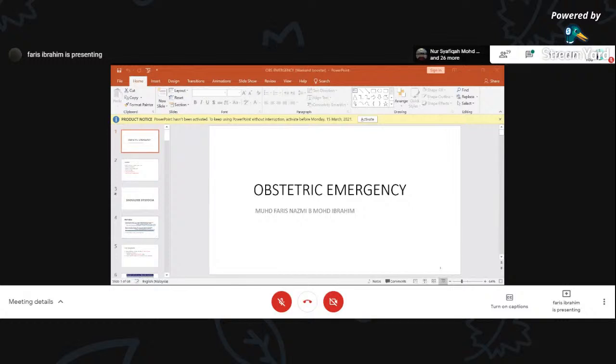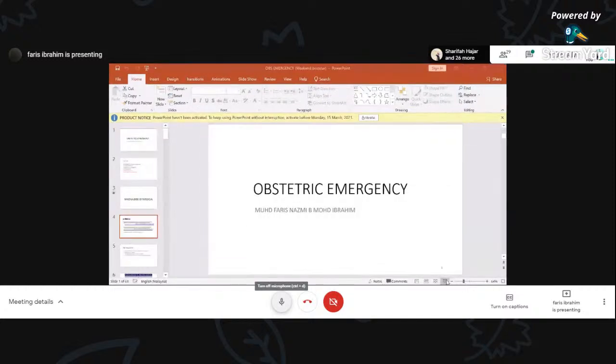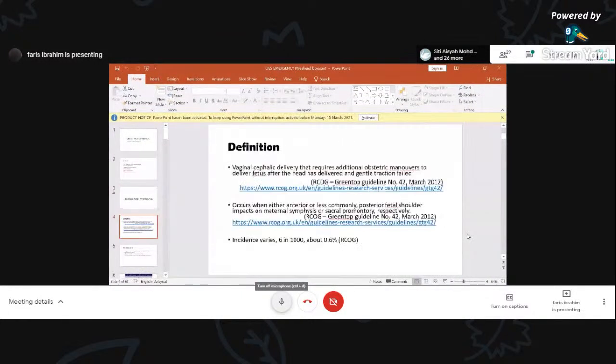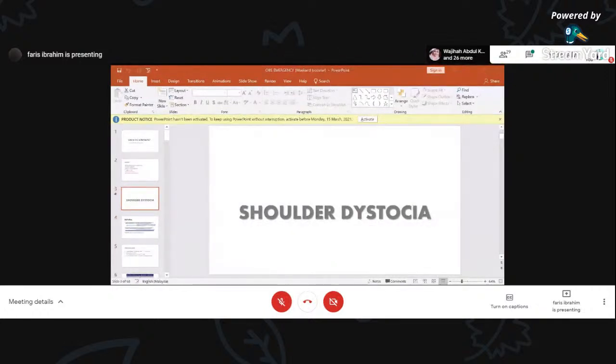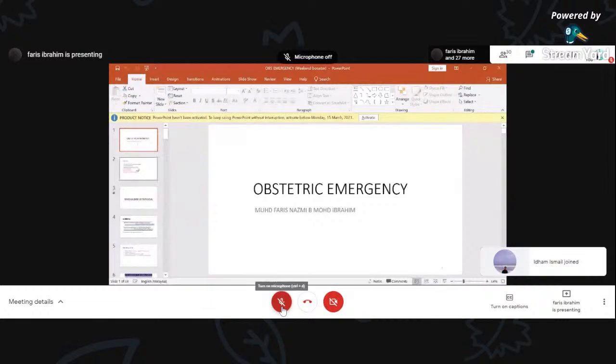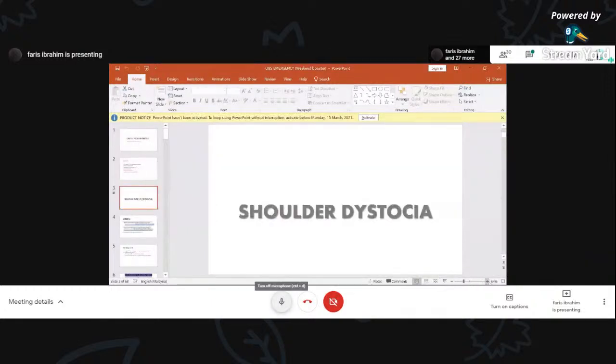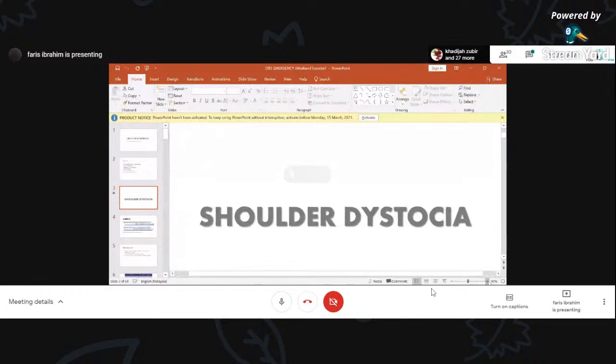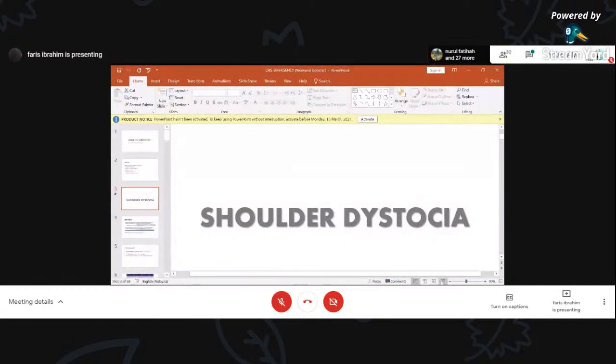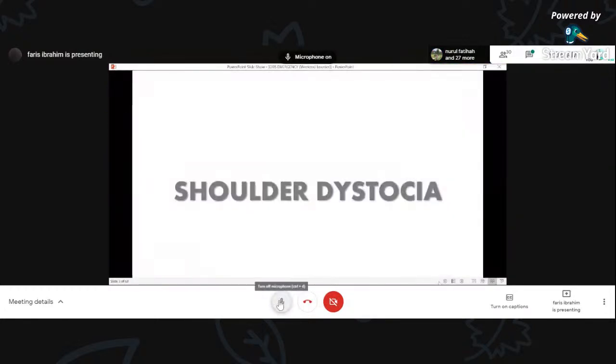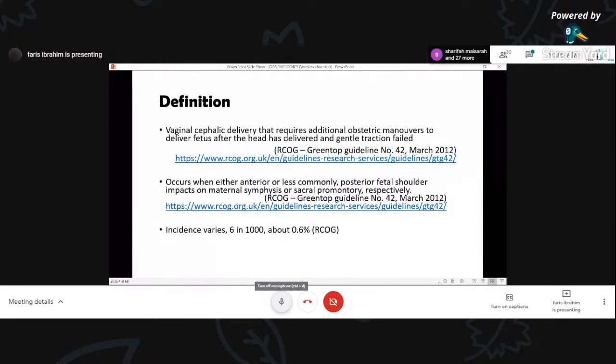Okay, so by definition, what is shoulder dystocia? Shoulder dystocia is a vaginal cephalic delivery that requires additional obstetric maneuvers. Okay, now it's moving. Kalau saya buat ni, moving tak? Okay, so kena buat macam ni lah ni. Kalau buat macam ni, you all nampak tak? Mana? Reading view ni. This one? Nampak? Okay.